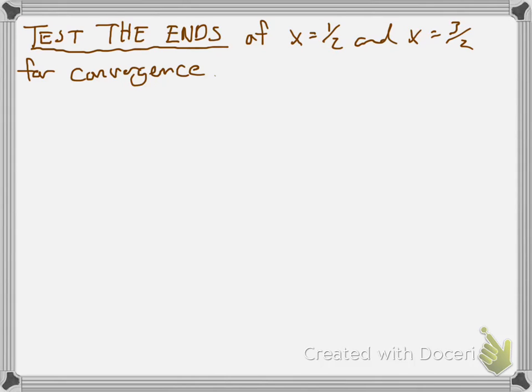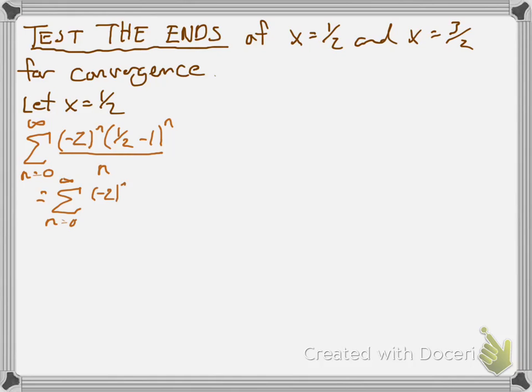Oh my gosh, no! That means I have to do each one separately. So let's say I let x equals 1/2. That means I'm going to put in 1/2 instead of x. So now let's see what happens. Well, that gives me -2 to the nth, -1/2 to the nth all over n. This is a series now, an infinite series. It's no longer a power series, so we're going to use our infinite series tests. Well, I don't really want to leave it just like it is, because I notice both of those are raised to the nth power. So what will I do?